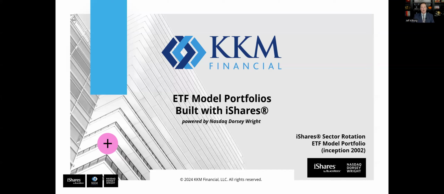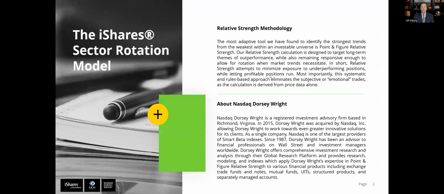As you can see, this portfolio has relative strength methodology at its core. We like to utilize the relative strength methodology as this is a quantitative approach. This is not a discretionary portfolio. This is quantitative, meaning that we allow X's and O's, relative strength methodology, a constant comparison, a weekly screen to help us better understand which sectors are revealing strength, and more importantly, which sectors are revealing weakness.